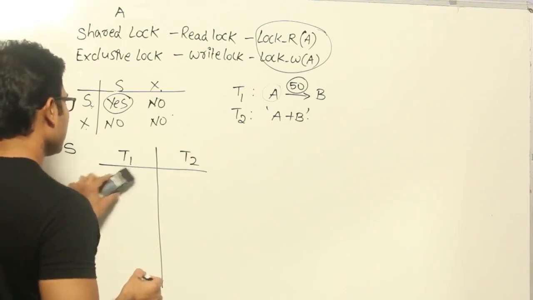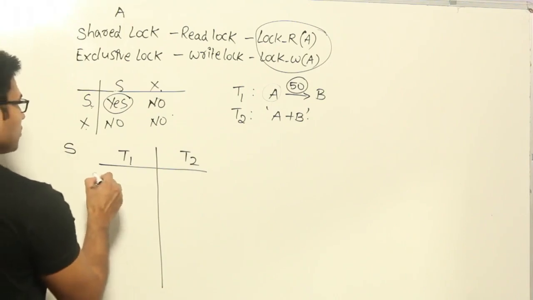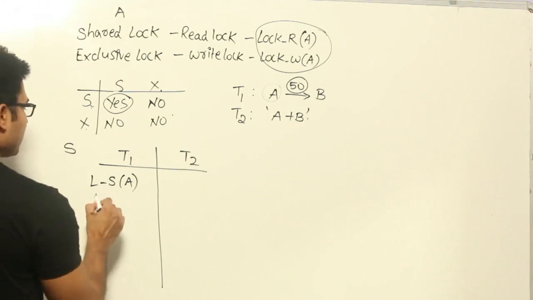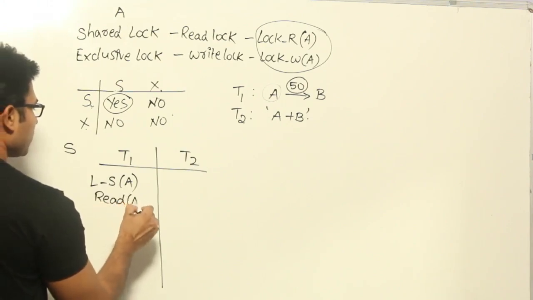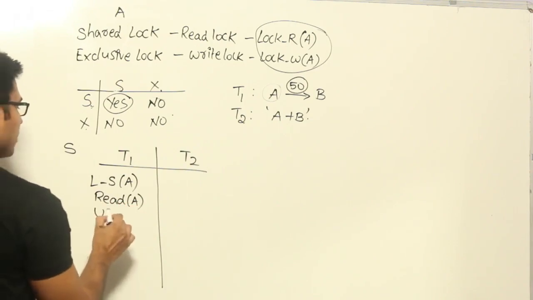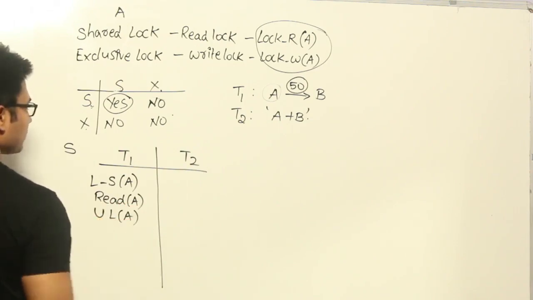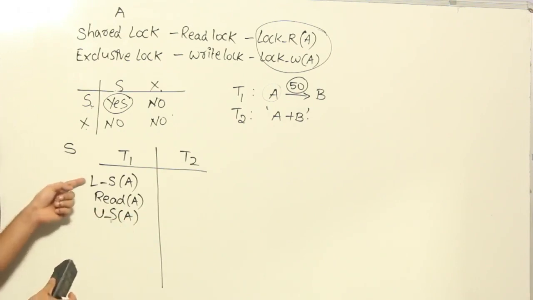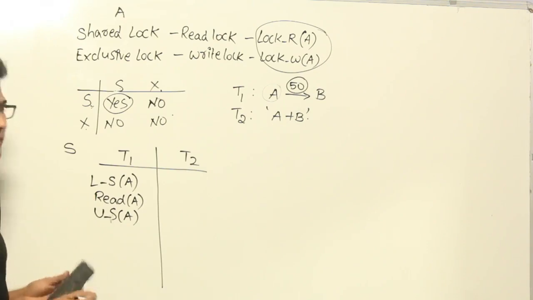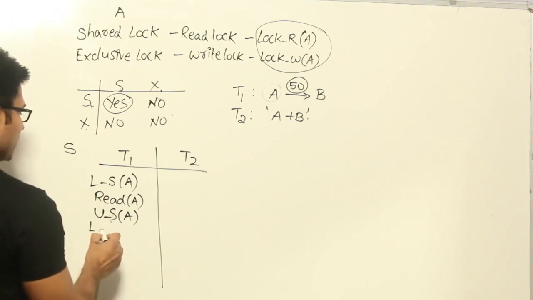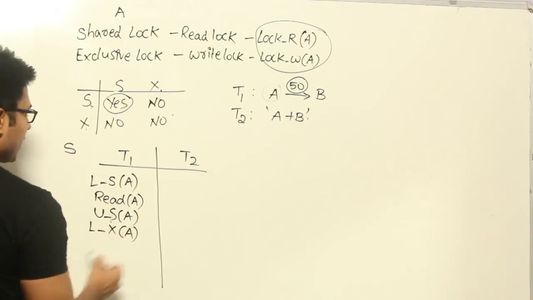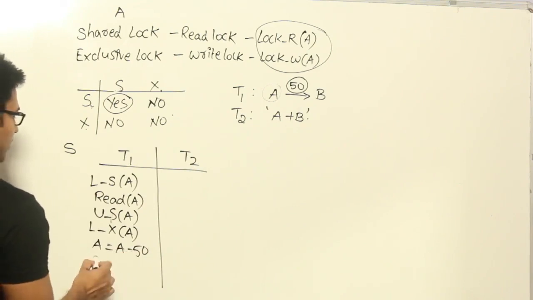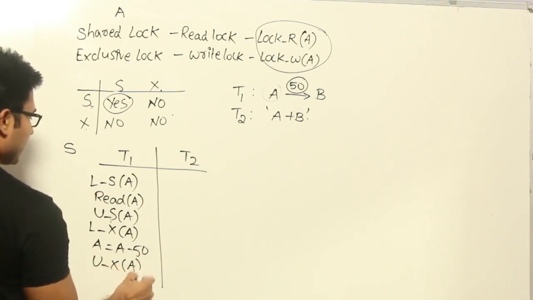Before writing it, it will try to read it, right? So lock shared of A, it is going to read the value of A. After locking, it is going to read the value of A, and then unlock A. Let us say unlock shared of A. Got it? Which means we locked A and read the value of A, and then we unlocked A. And now again lock A for exclusive, and you try to decrement the value of A equal to A minus 50, and then release A. So unlock A. Got it?